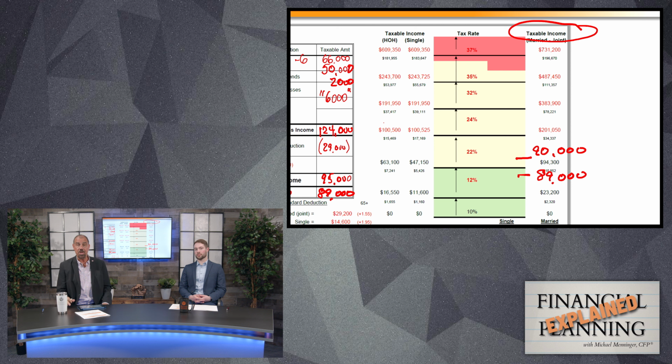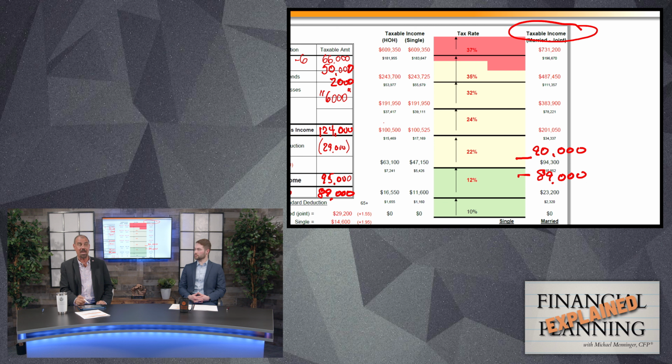So what they do here to calculate your tax is they say all your taxable income from 0 to 23 is taxed at 10%, from 23 to 89 is taxed at 12%, from 94 to 201 is taxed at 22%, from 201 to 383 is taxed at 24%, and so on and so forth. But what they then do after that is they add in the capital gains. So $1,000, so they're in the 12% tax bracket, and then we add the dividends and capital gains.